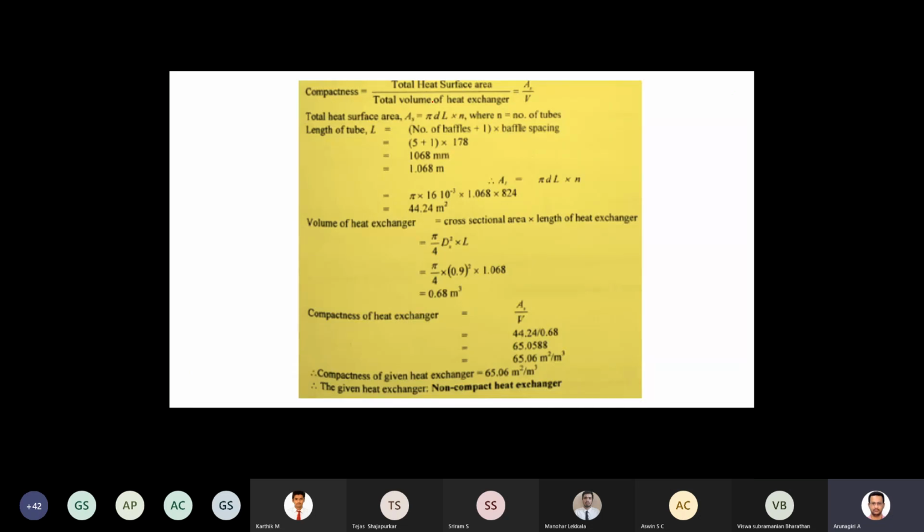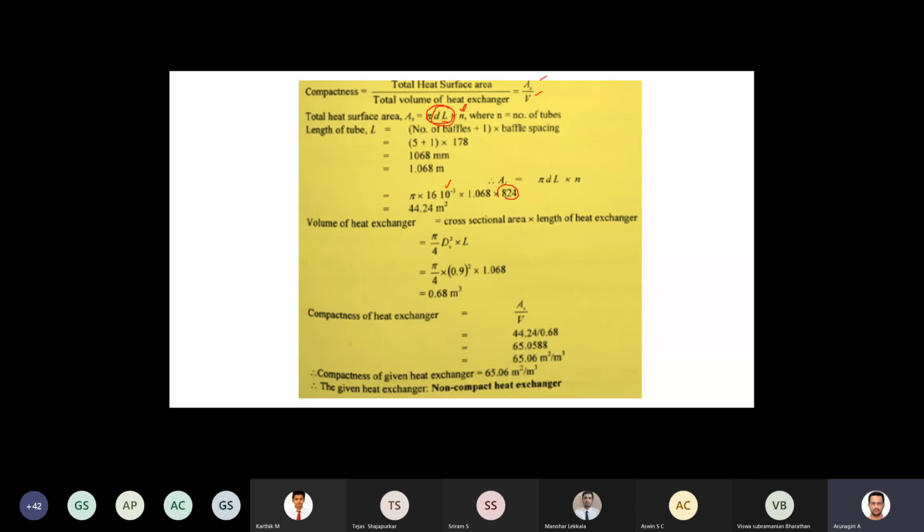So compactness or area density is total heat transfer area to total volume of the heat exchanger. Total heat transfer area is number of tubes times the surface area of one tube. The number of tubes we know, it is given in the problem. Per pass we have 412 tubes, so the total number of tubes is 824. The diameter is given, that is 16 mm, so 16 into 10 power minus 3.